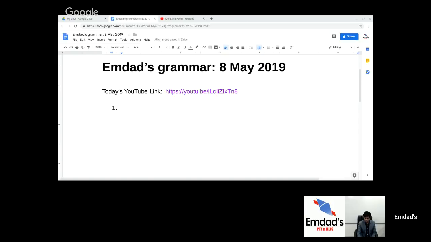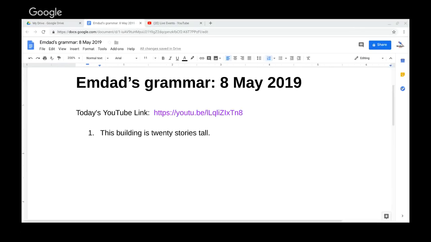Now, if I have a sentence, which I'm going to write, let me write it here so it'll be a little bit more clear. Can you look at the sentence, yeah? And what does it say? This building is 20 stories tall.